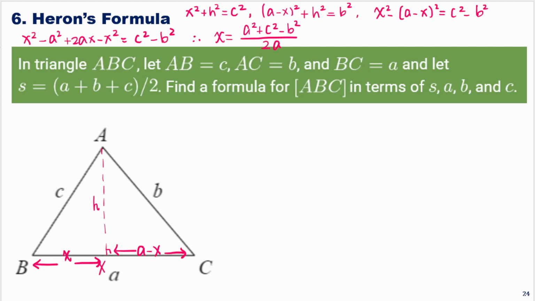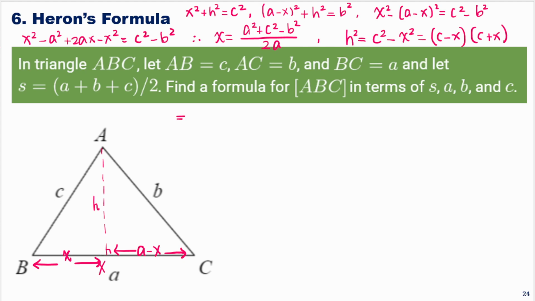Finding h in terms of a, b, c seems a little complex. We can make the algebra somewhat nicer by solving x squared plus h squared equals c squared for h squared and factoring using the difference of squares. So first of all, we know h squared equals c squared minus x squared, and this gives us (c minus x) times (c plus x), right?